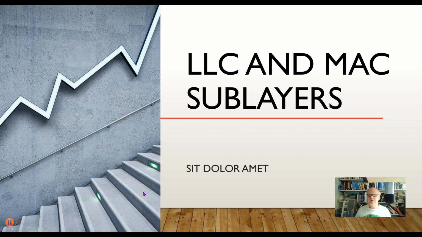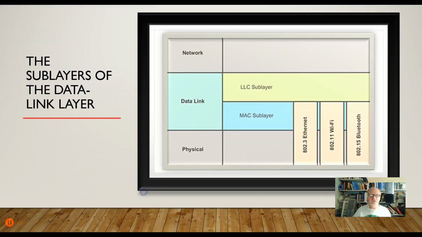I want to just take a very brief look at something called the LLC and MAC sublayers of layer 2. So the data link layer, or layer 2, we often divide into two sublayers, the LLC sublayer and the MAC sublayer. And I want you to notice something here. The LLC sublayer, which actually interfaces with the network layer, layer 3 up here, is all by itself.